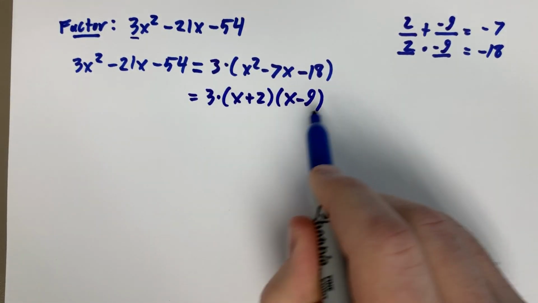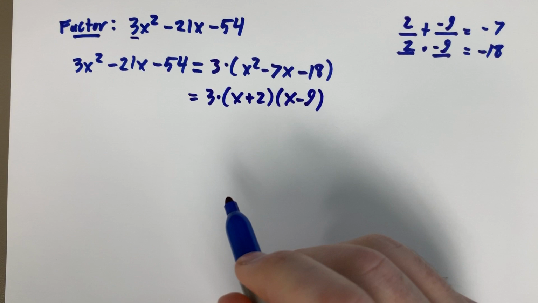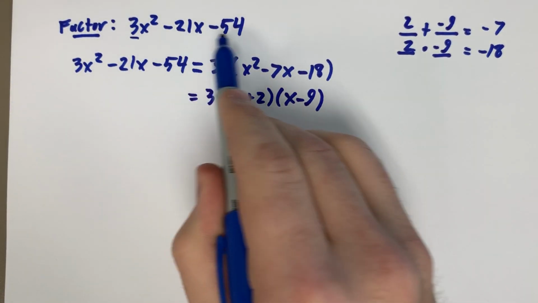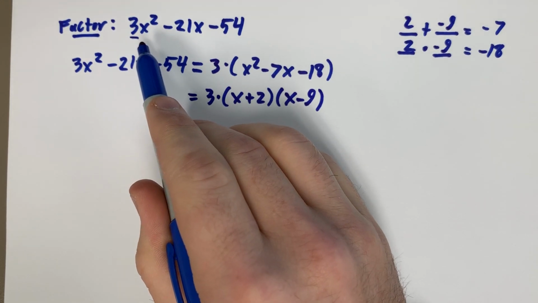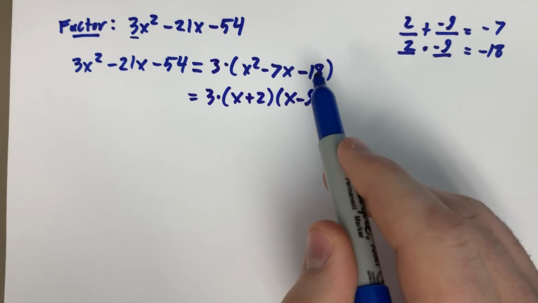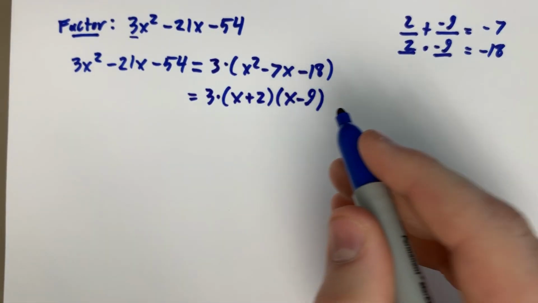In which case, if I were to FOIL this out completely, I would get back this original expression, and we are done. All we needed to do was factor everything in sight by 3. And then that allowed us to factor this easier quadratic than using some other weird method to factor it. So at this point, we're done.